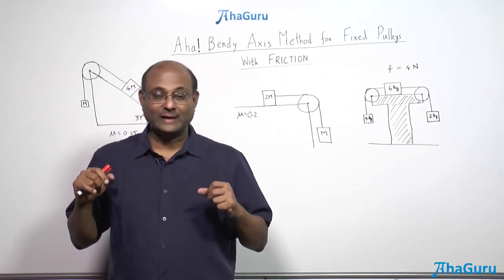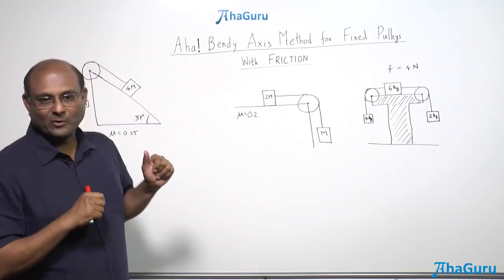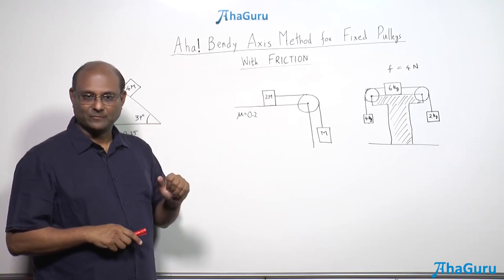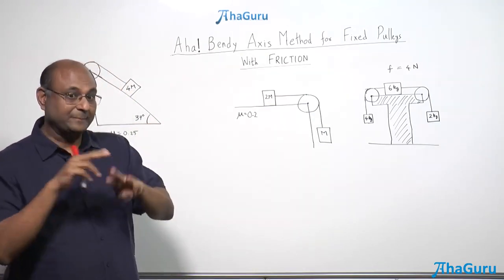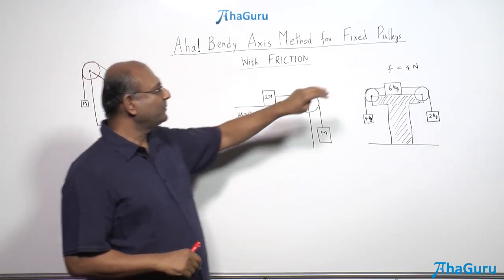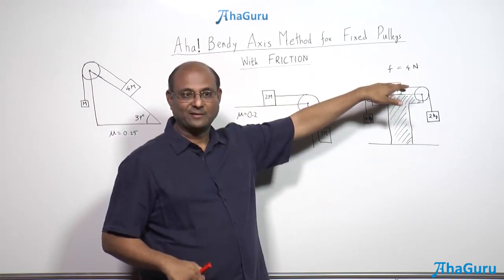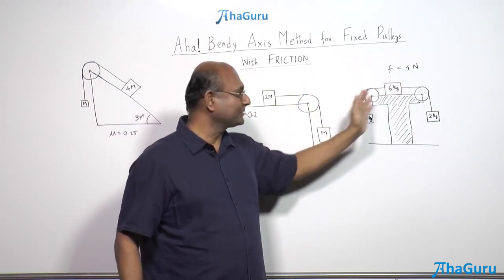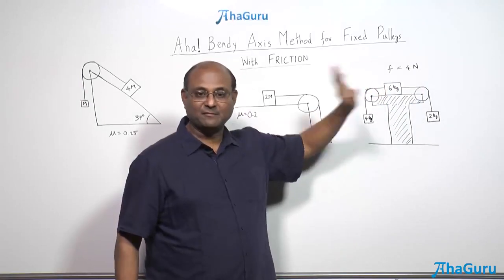Okay, so now let us look at how to solve problems when friction is involved. You will get friction in three types of questions. Sometimes you may be given the value of friction itself. Maybe it was on an inclined plane, maybe it was flat like this, but you are given the friction value.